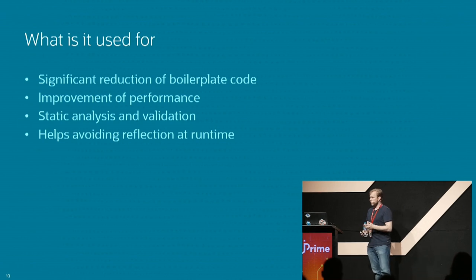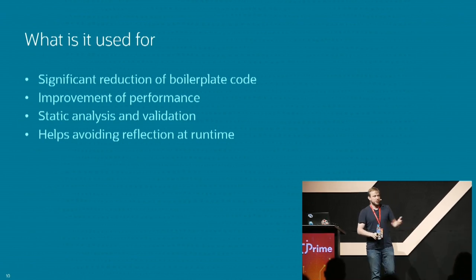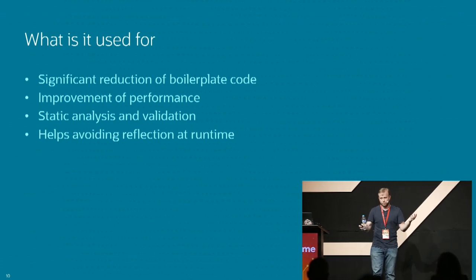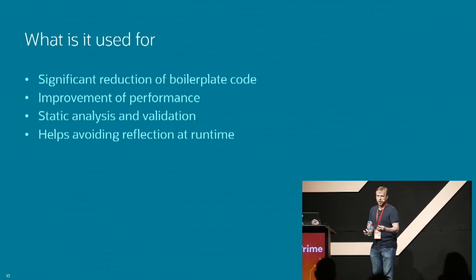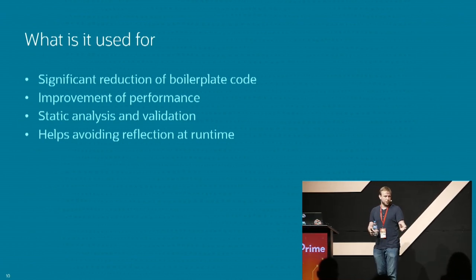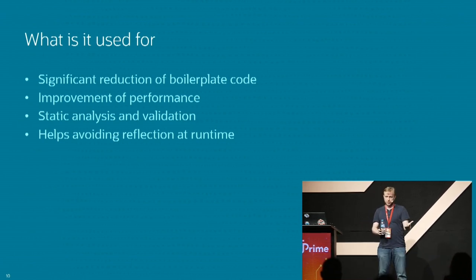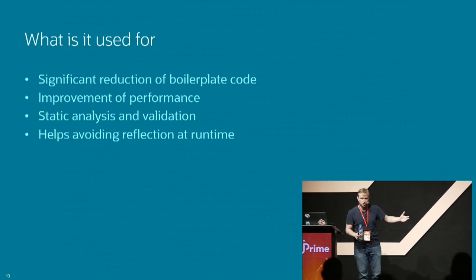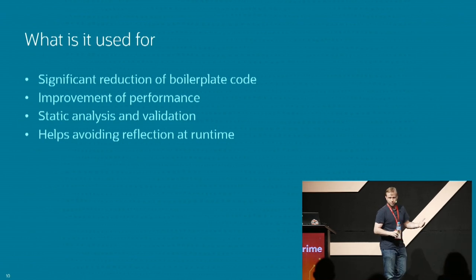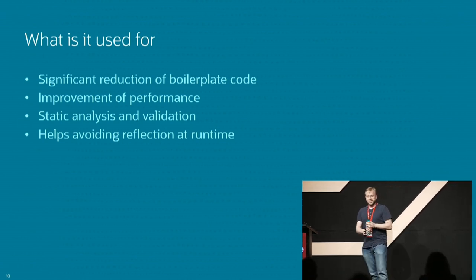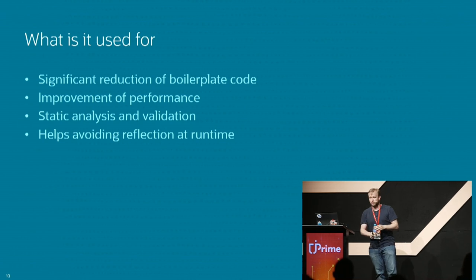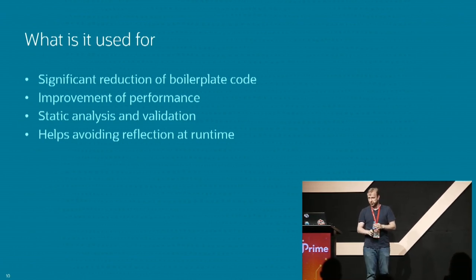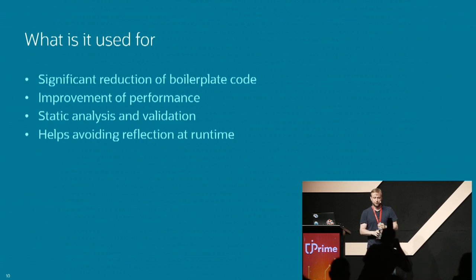It can also improve performance. What I mean by that is, for example, if you had a parser for, I don't know, JSON, XML, you name it, it doesn't matter, you can pre-create your parsers for specific types, even your special beans, at compile time, because you know which class it will be. Then you do not need to use reflection at runtime, and your code will be much faster, which is great. And it is commonly used also for static analysis and the validation itself of the class.